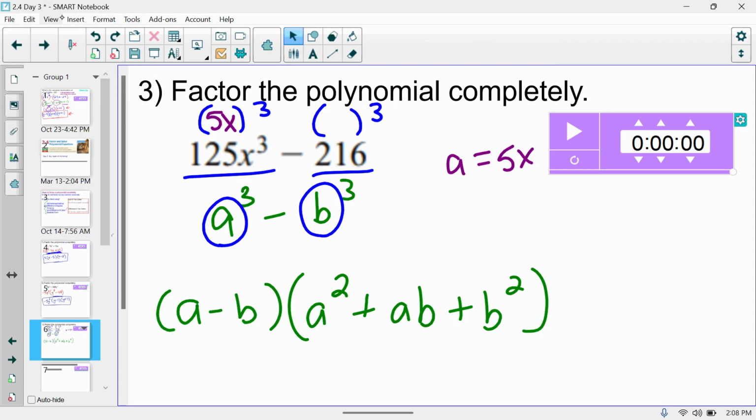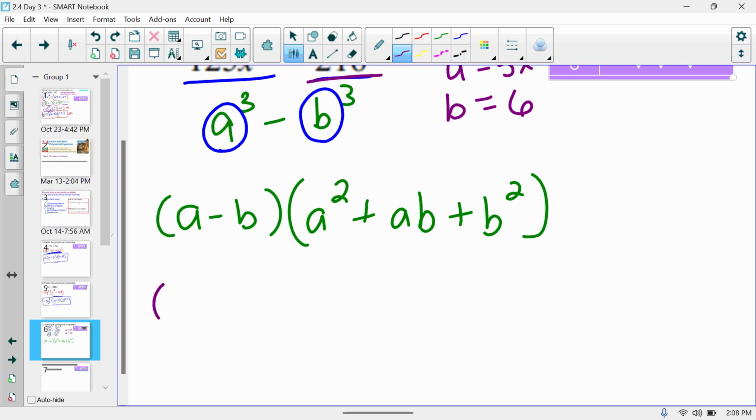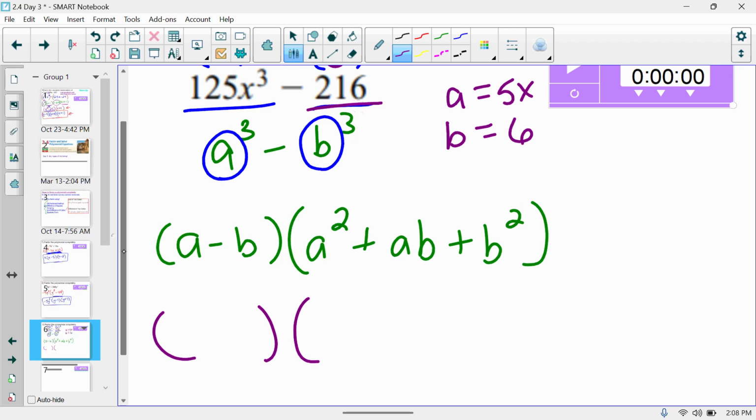So then B, again, you got to think what number cubed would give you 216. Use your list to help you. It's 6. You can check. 6 to the power of 3 gives me 216. So B is 6. All right, let's just fill in the first quantity. It's easy because you're just putting A minus B.